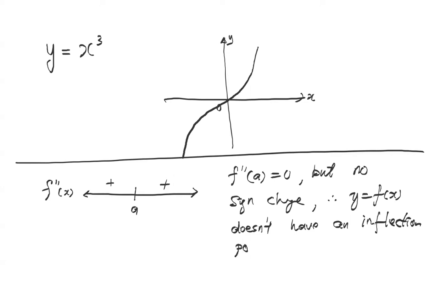Remember, if there is no sign change, that means no change of shape. No sign change on the f double prime x sign diagram means no change of shape. That means no inflection point, even if it is 0. Get me? Even if f double prime a is 0, x equal to a is not the x coordinate of an inflection point for f x.